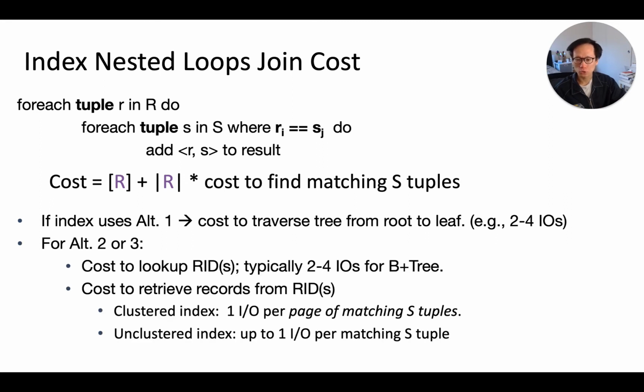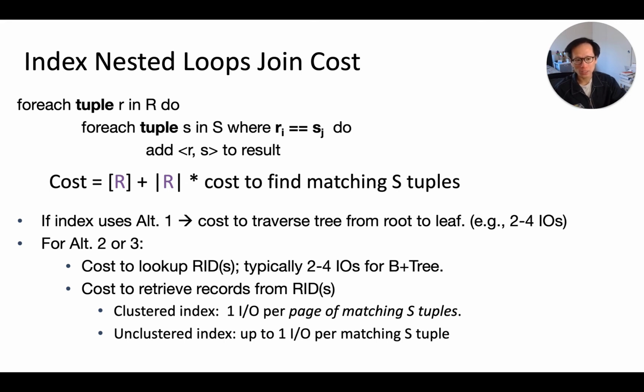For alternatives 2 and 3, we have to get the cost of looking up the leaf node, which again is 2 IOs for a B plus tree, and then the cost to retrieve the record from the heap file via record ID. And this, as we know, is different for clustered and unclustered indexes. For a clustered index, we do 1 IO per page of matching S tuples. And for an unclustered index, we do 1 IO per matching S tuple.